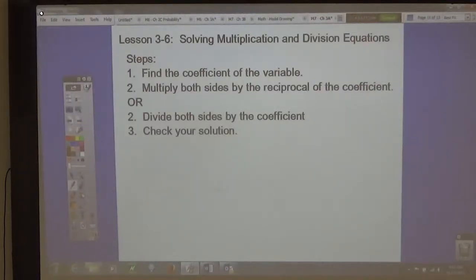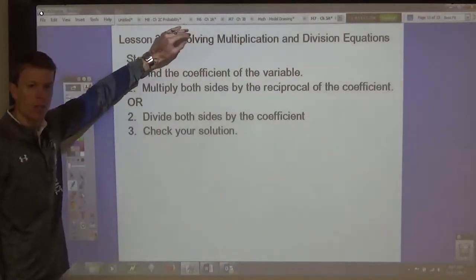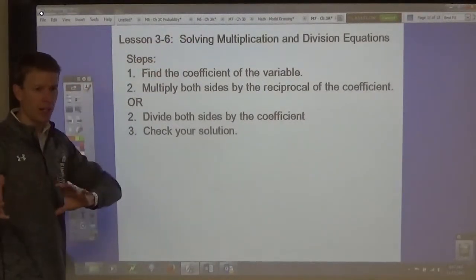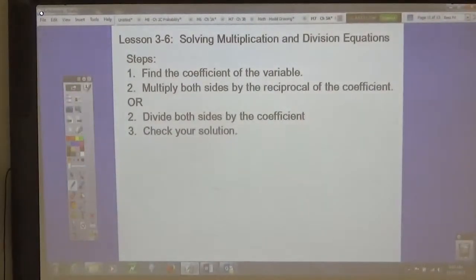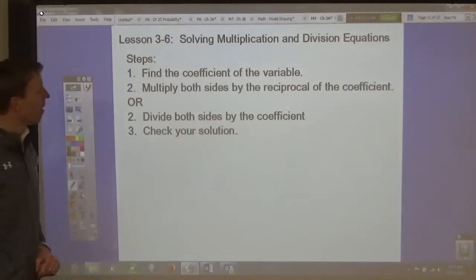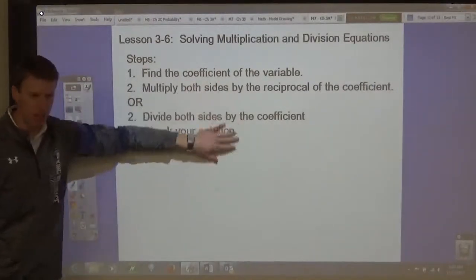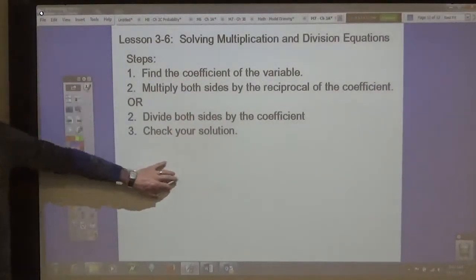Lesson 3.6 is on solving multiplication and division equations. We've done this before with whole numbers, so we're just going to apply what we learned before to numbers with decimals in them. A lot of this should be very familiar, and a lot of it will be review.